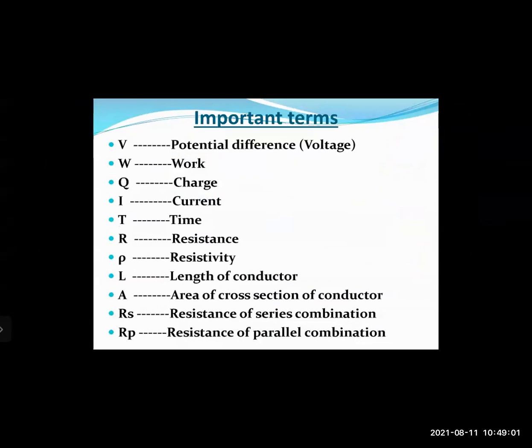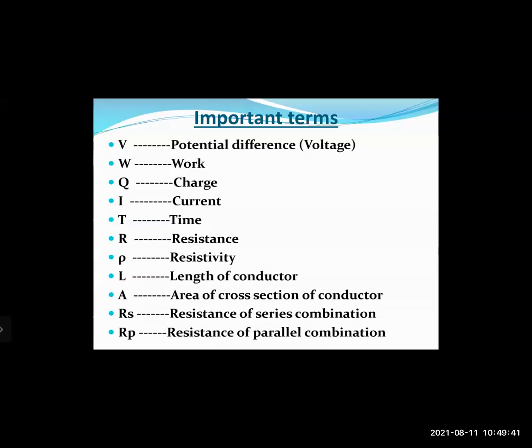So capital V stands for potential difference, also called voltage, right? Then capital W stands for work. Then capital Q stands for charge. Capital I stands for current. Capital T stands for time. Capital R is for resistance. Then that symbol, rho, R-H-O. Rho stands for resistivity. Then capital L stands for length of the conductor. Capital A stands for area of cross section of the conductor. Then RS stands for resistance of series combination, and RP stands for resistors in parallel combination, right?